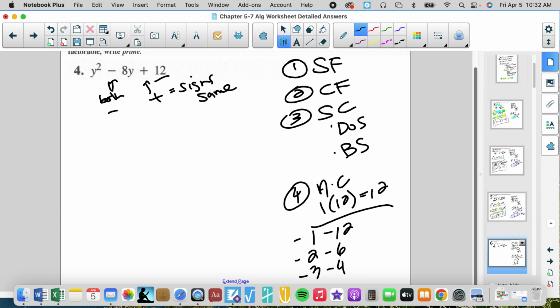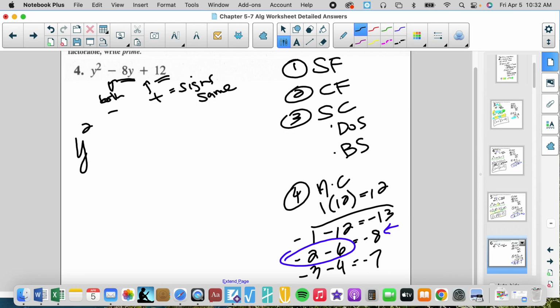Remember, this is always going to be a product of two numbers. And then we're going to add. This is representing my outside and inside. That makes negative 13. This makes negative 8. This is negative 7. So remember, this is the sum of two things. So which one equals negative 8? This pair. So my outside and inside is going to be negative 2 and negative 6.